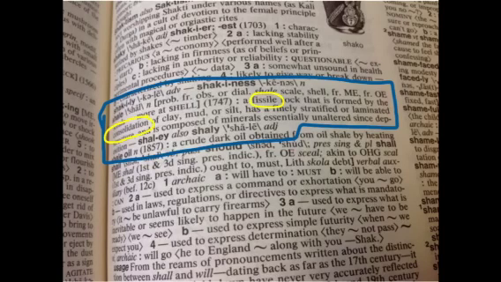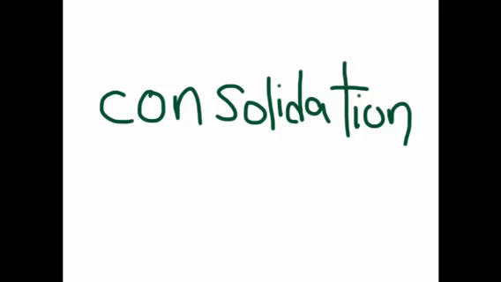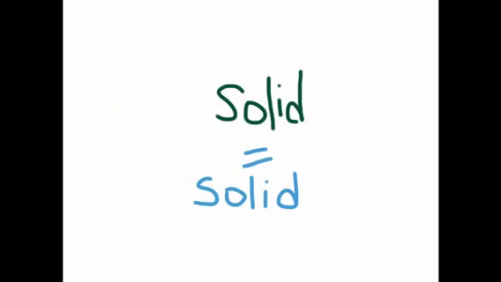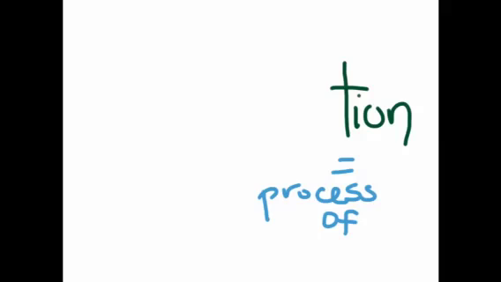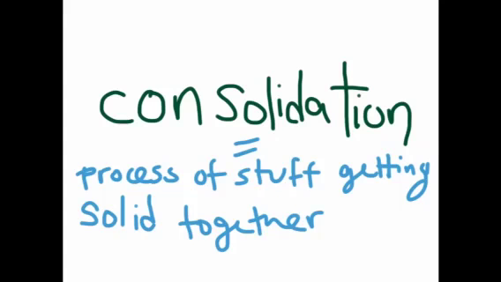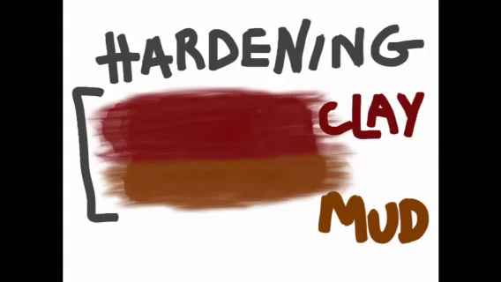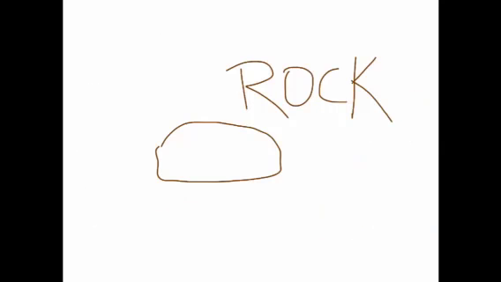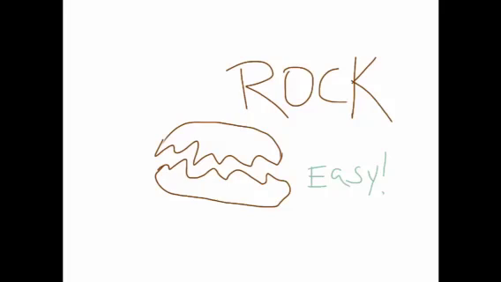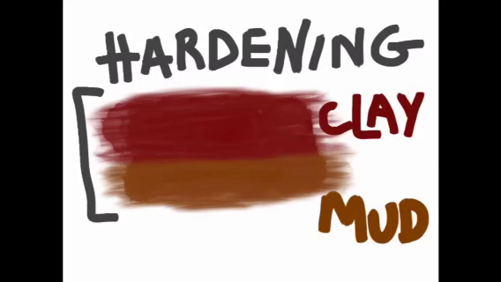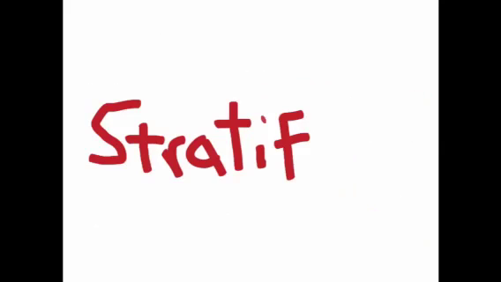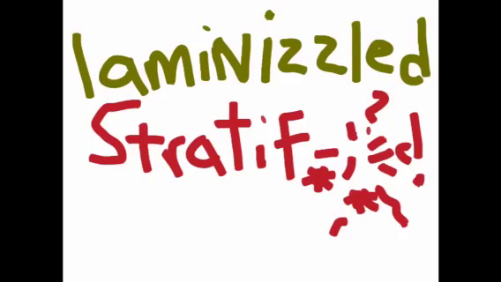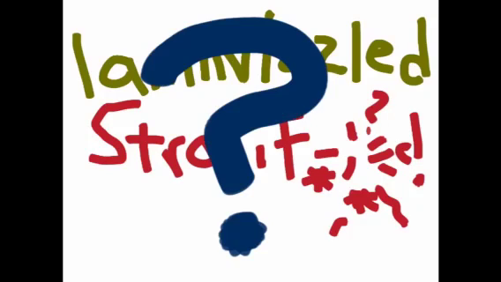If I don't know what consolidation means, I can figure it out if I know the prefix con or com means together. Solid means to make hard, and the suffix shun is a process of. So it's the process of things coming together and becoming solid, like layers of mud and clay hardening. Okay, so it's a rock you can split apart easily, formed by layers of hardened mud or clay or silt with a finely stratified or laminated structure.